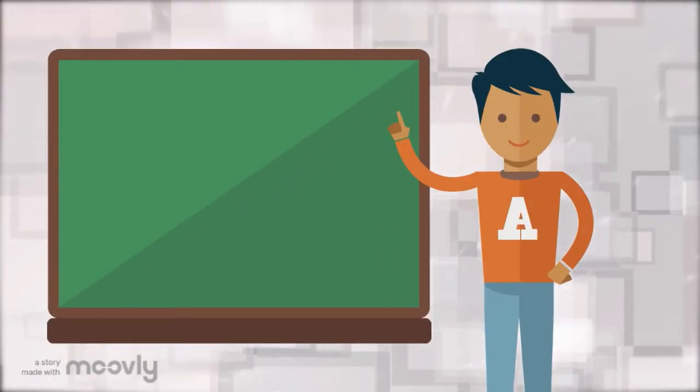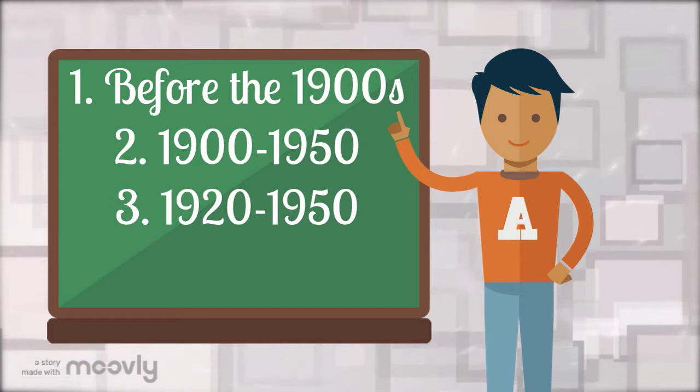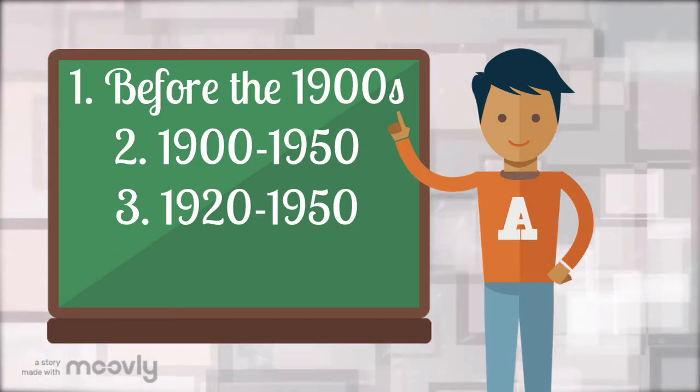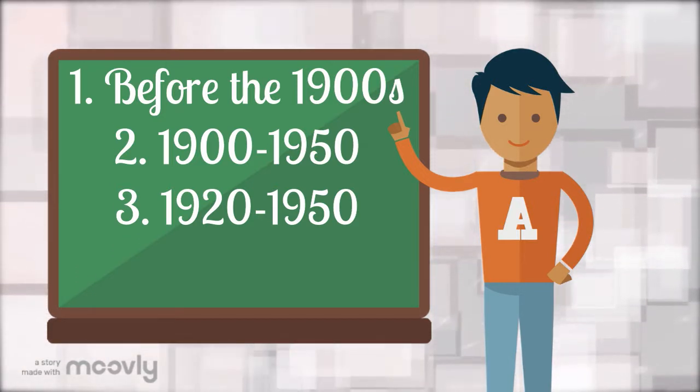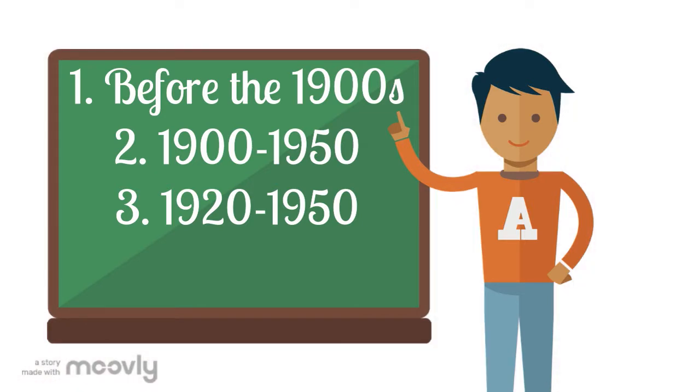So for steps 1 through 3, before the 1900s, children with disabilities were not in schools. Many of them were in institutions. Looking at step 2, 1900 through 1950, most students with disabilities were still in institutions. There had not been a whole lot of progress between 1900 and 1950. So when we're looking at step 3, 1920 through 1950, special education classes were beginning to appear in public schools.